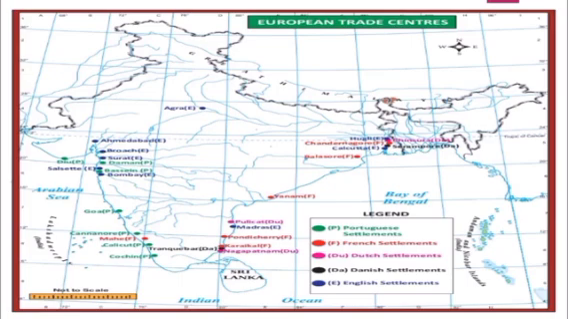Black color represents Danish settlements like Serampore, Sri Lanka and Tranquebar. Dark blue color represents English settlements like Hooghly, Calcutta, Madras, Agra, Ahmedabad, Broach, Salsette and Bombay.